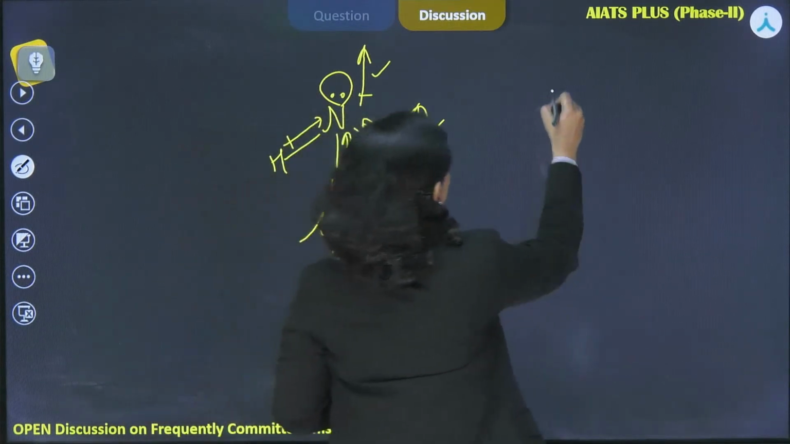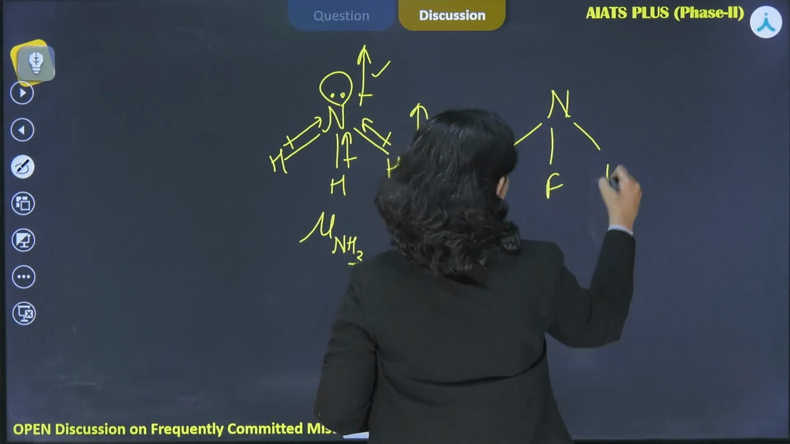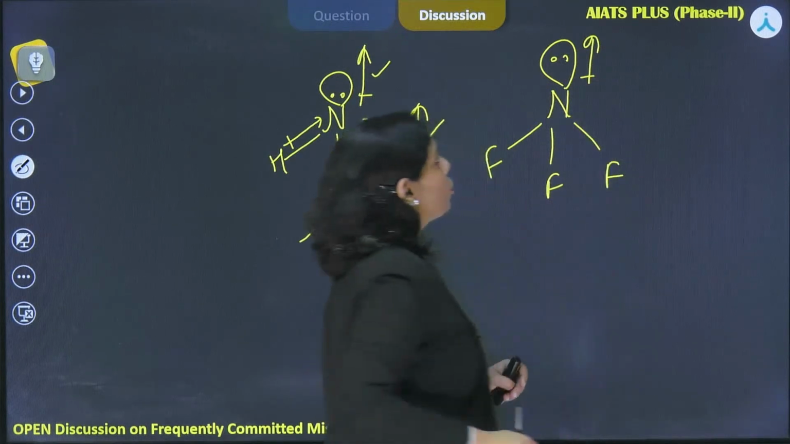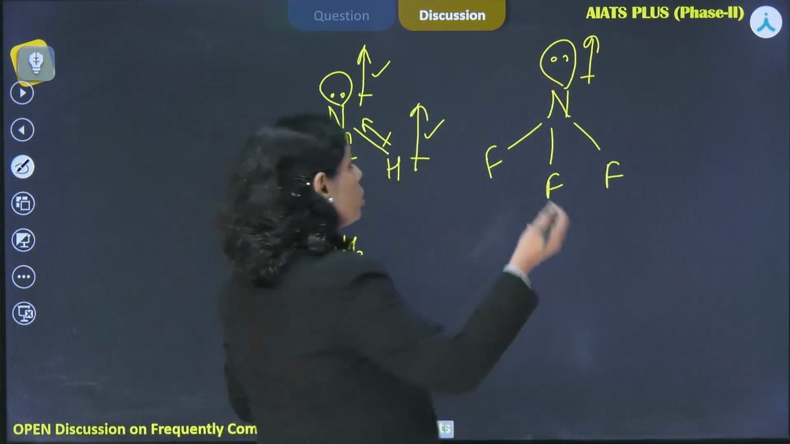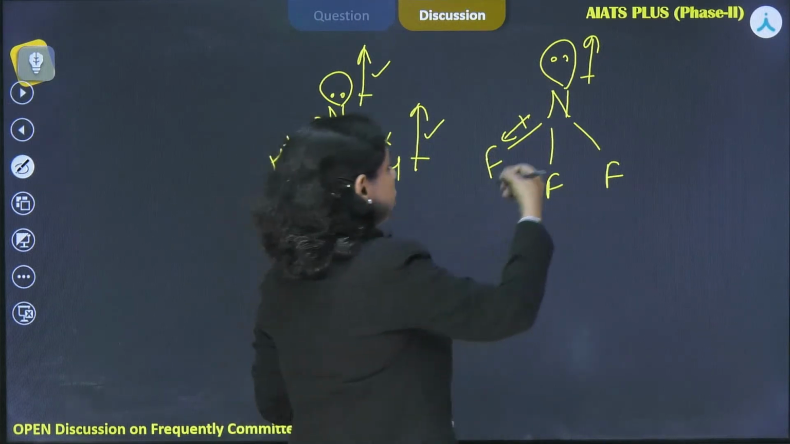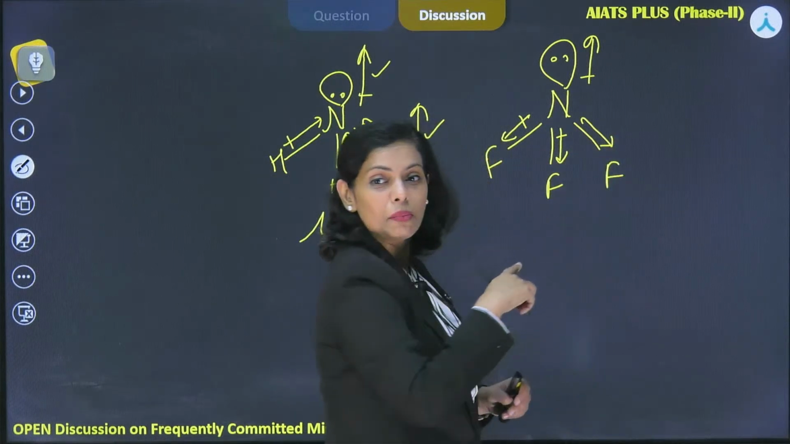Now, if I am comparing it with NF3, the lone pair we have, the dipole due to the lone pair is upward. But what about the bond dipole? These would be towards fluorine, right? Because fluorine is more electronegative as compared to nitrogen. That's why the reason statement is incorrect.